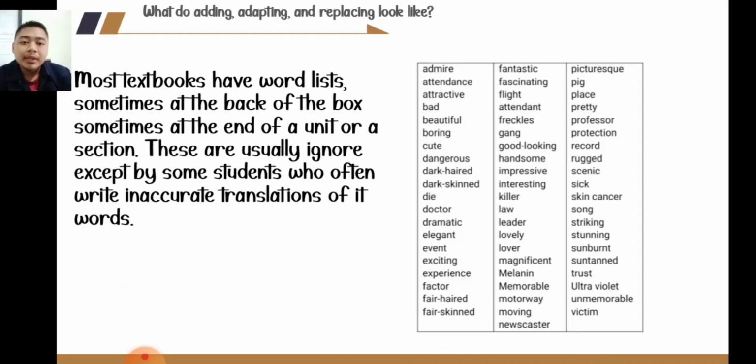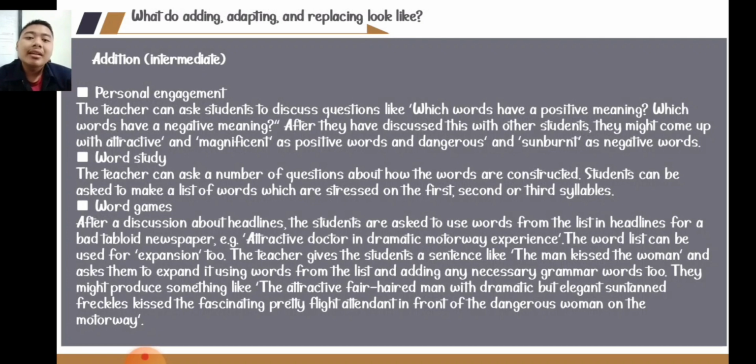For the first time, most textbooks have word lists. Usually at the back of the books there is a word list like this: admire, attendance, attractive, bad, beautiful, until victim. That was the word list used in the upper intermediate class. Yeah, it will be used for an intermediate class addition.